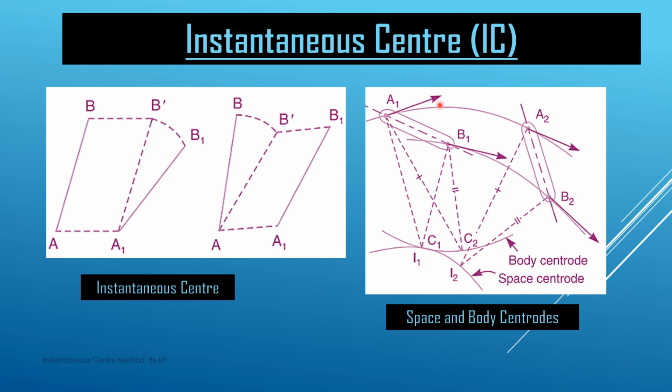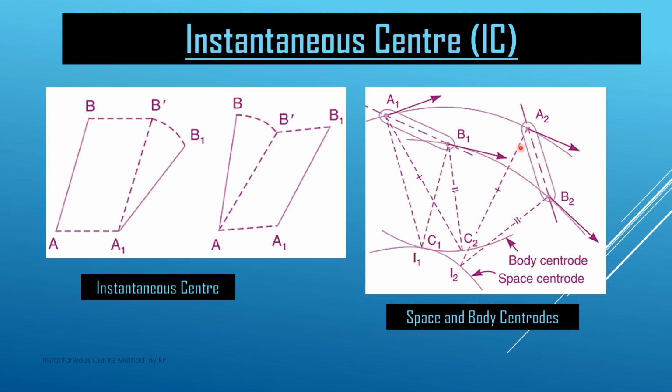So this is the velocity vector here and this is a perpendicular line, and this line is A1 I1, and from the B1 velocity vector again we draw a perpendicular line, that is B1 I1. So these two lines meet at I1. So I1 is called the instantaneous center of this link A1 B1 at that instant. It means that the whole link seems to have a rotatory kind of motion about that center.